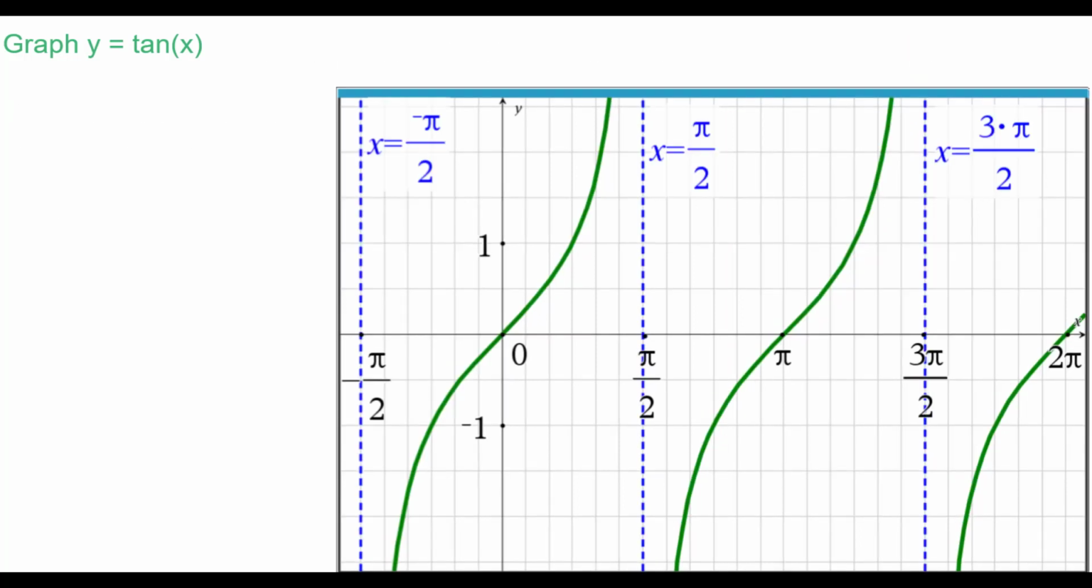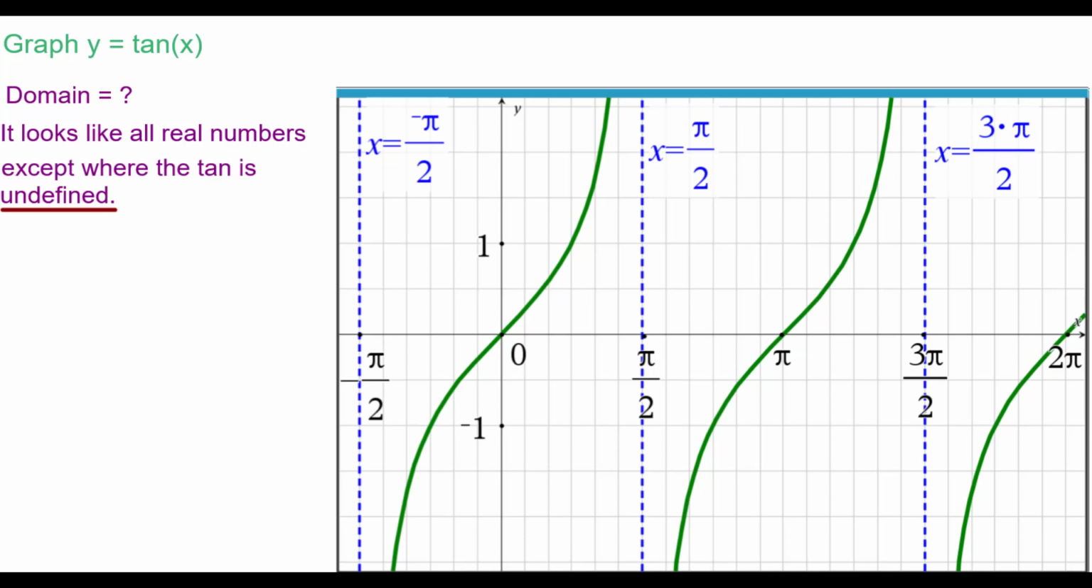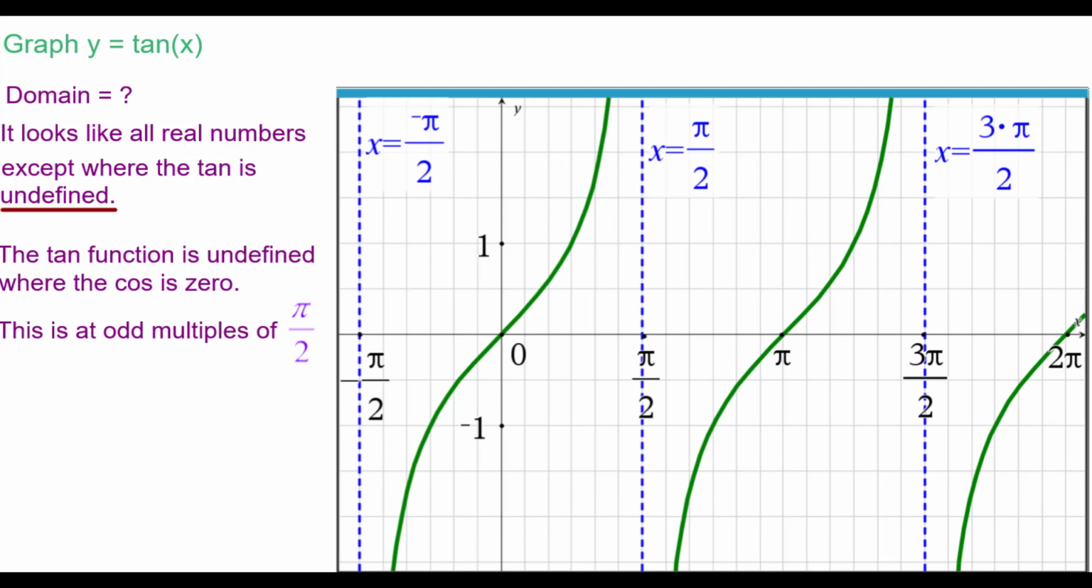So this is the graph of y equals tangent of x, a beautiful looking curve with the asymptotes shown. The domain, it looks like it's all real numbers, except where the tangent is undefined. The tangent is undefined when the cosine function is 0, and this occurs at odd multiples of pi over 2. Negative 1 pi over 2, positive 1 pi over 2, positive 3 pi over 2. Now how do we write that with math symbols?